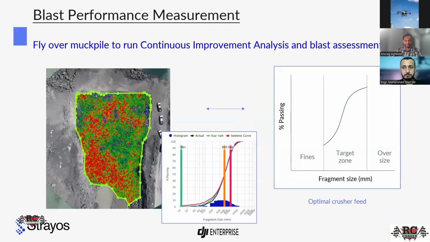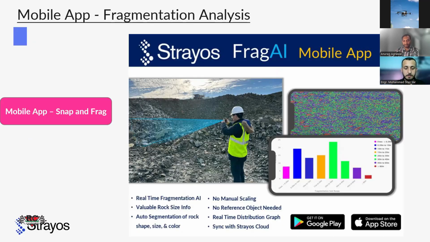Blast performance measurements. So again, reference objects are needed. Likewise, you just need to capture through your mobile application, and it automatically analyzes the size of fragmentations because it takes the focal length of your camera, and accordingly it measures the distance from your muck pile to your point.